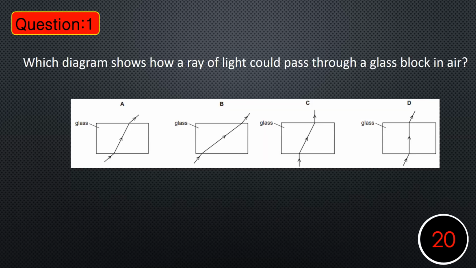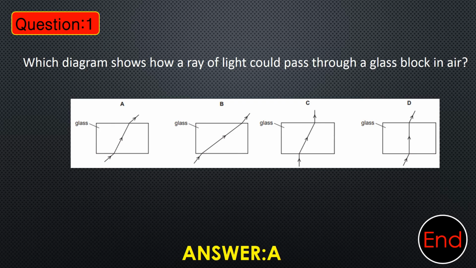Try this first question. Which diagram shows how a ray of light could pass through a glass block in air? Your time starts now. The correct answer is A according to our ray diagram.